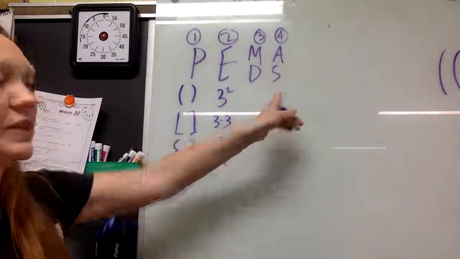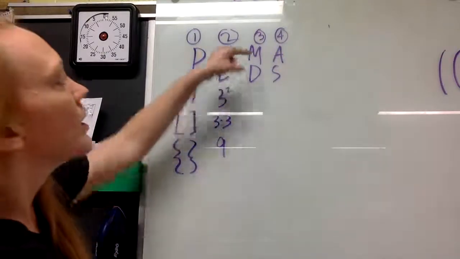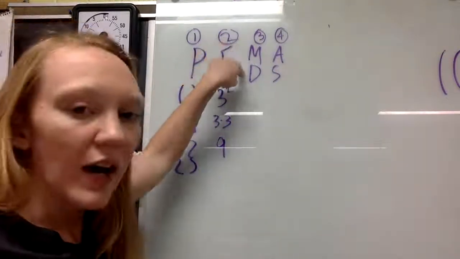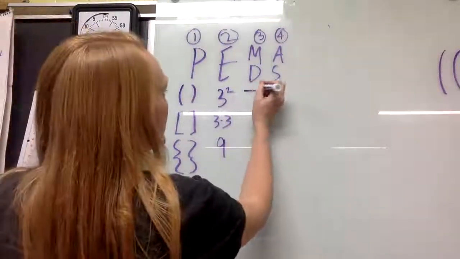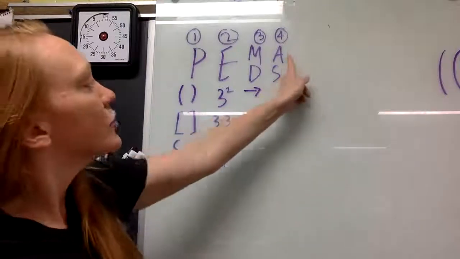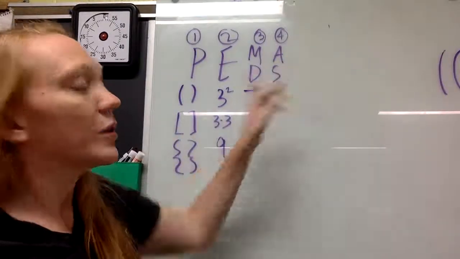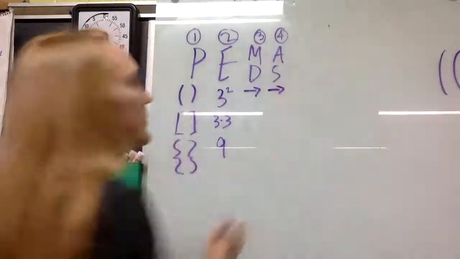The next 2 steps are a little bit confusing sometimes because you multiply and divide in the same step, whichever comes first, going left to right. Similarly, you add and subtract in the same step, doing whichever comes first, left to right.